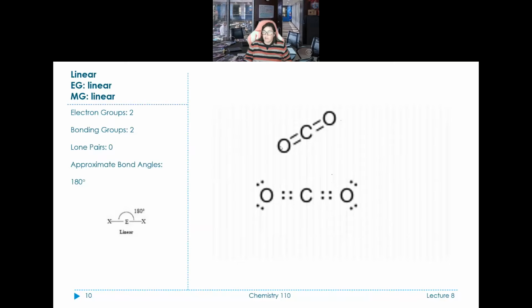Now, these are 2 different ways to draw the same thing. This shows the Lewis structure, with all the electrons explicitly shown. This does not. This is just the bonds that we would talk about there. So that's a linear structure: 2 electron groups, 2 bonding groups, no lone pairs. Awesome.